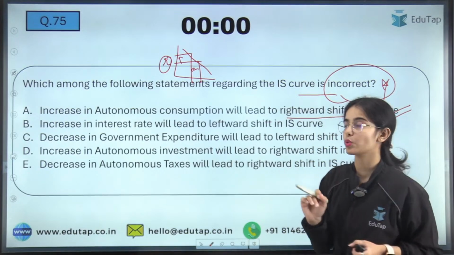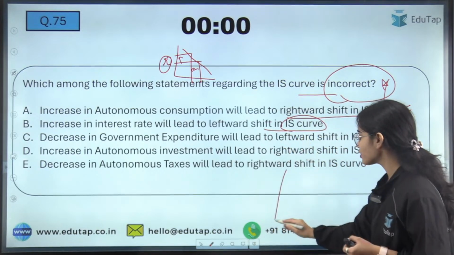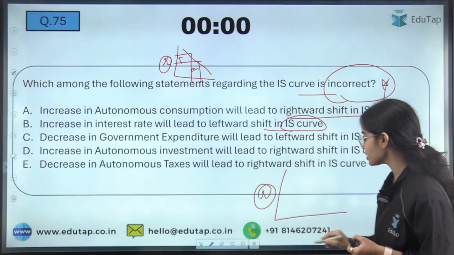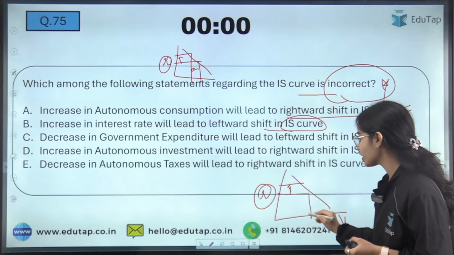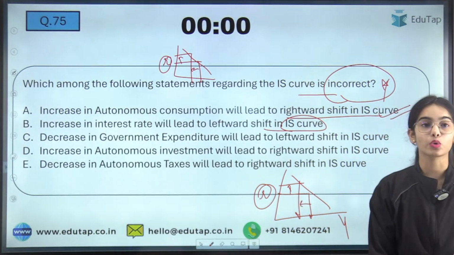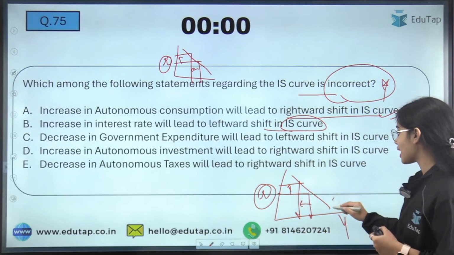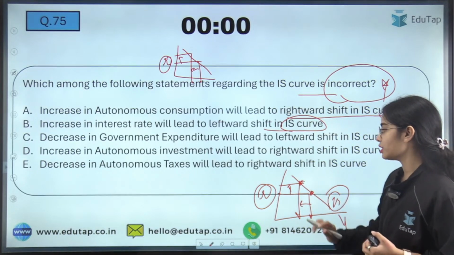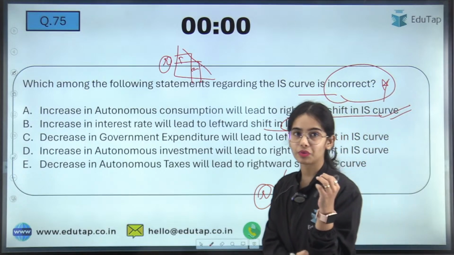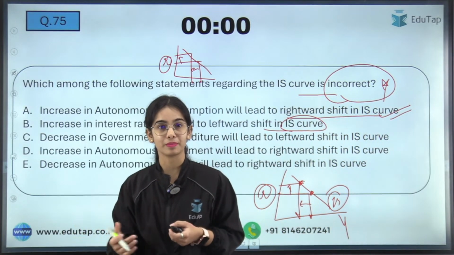There is movement that is going to come along the IS curve, because the IS curve shows you the combination of rate of interest and level of income. And if the rate of interest is increasing, the level of income is going to decrease. So this is the IS curve, and there will be movement along the IS curve from one point to another if it is because of rate of interest and not autonomous consumption.